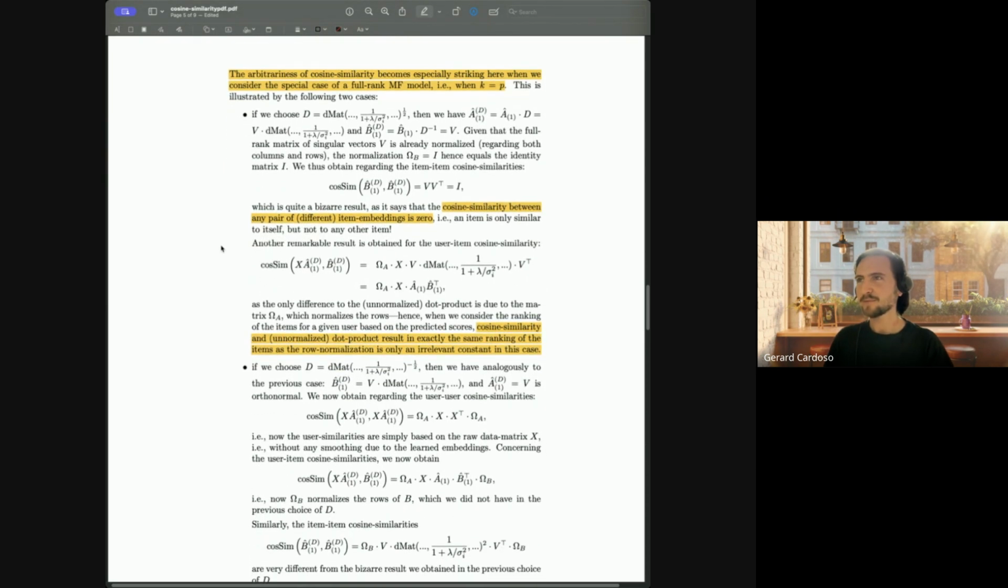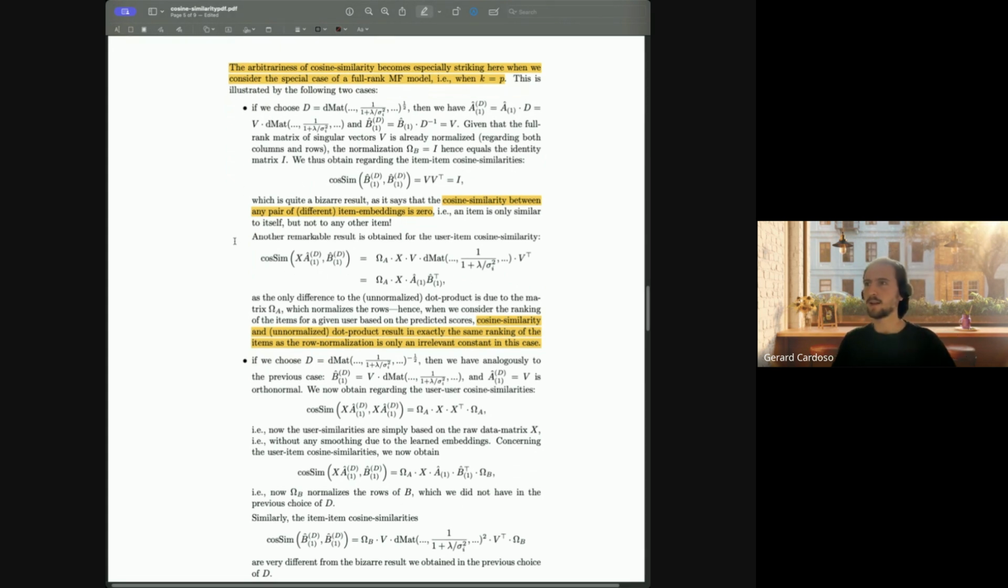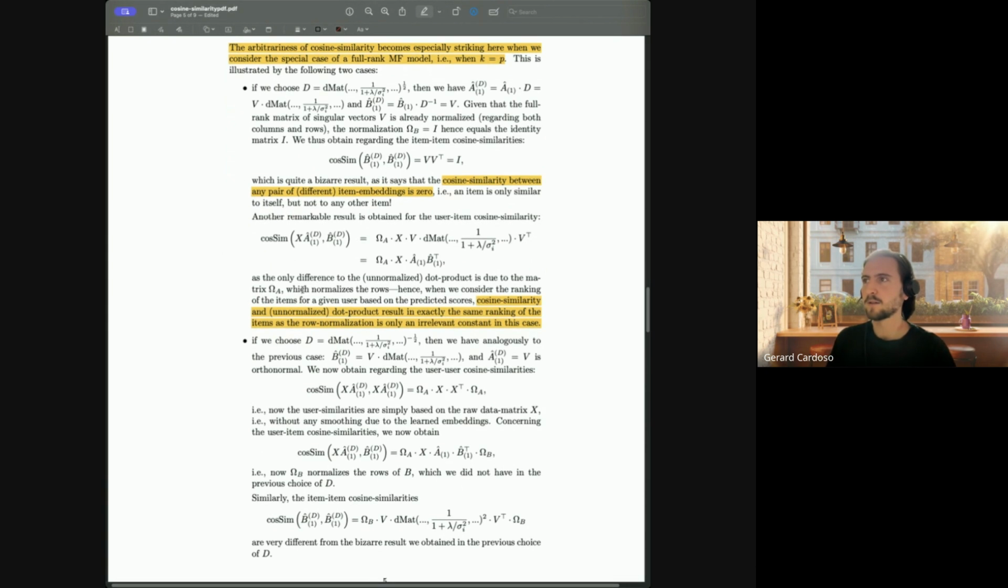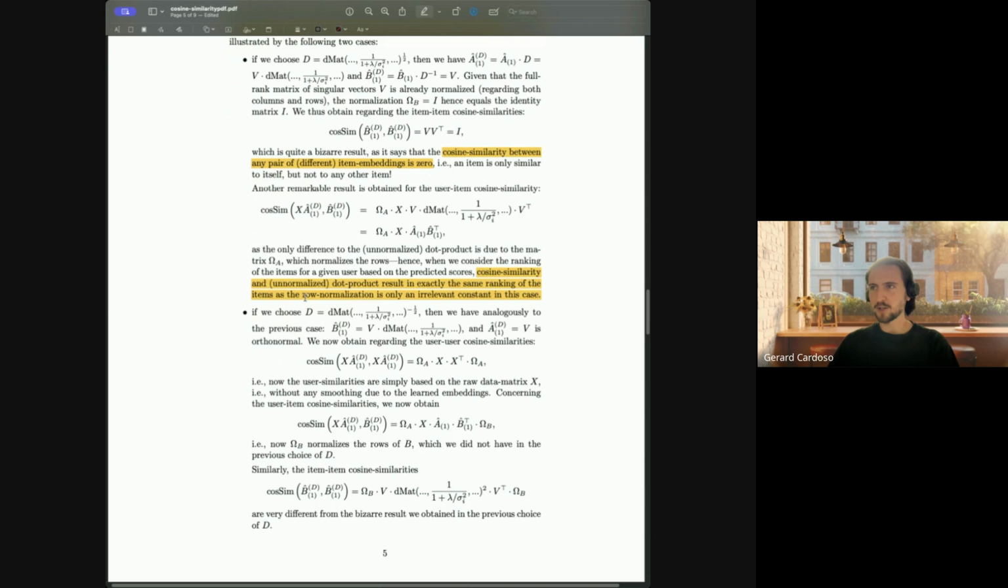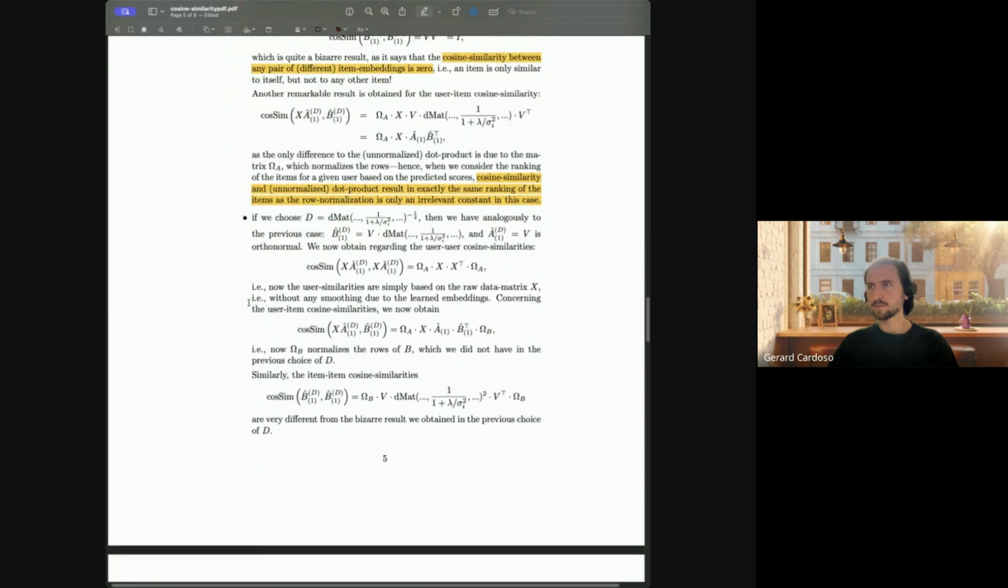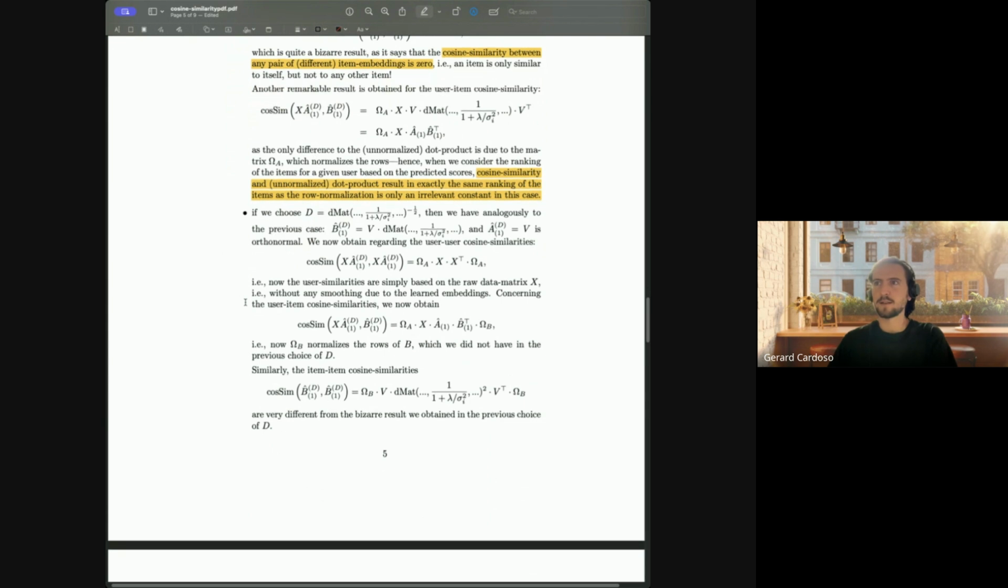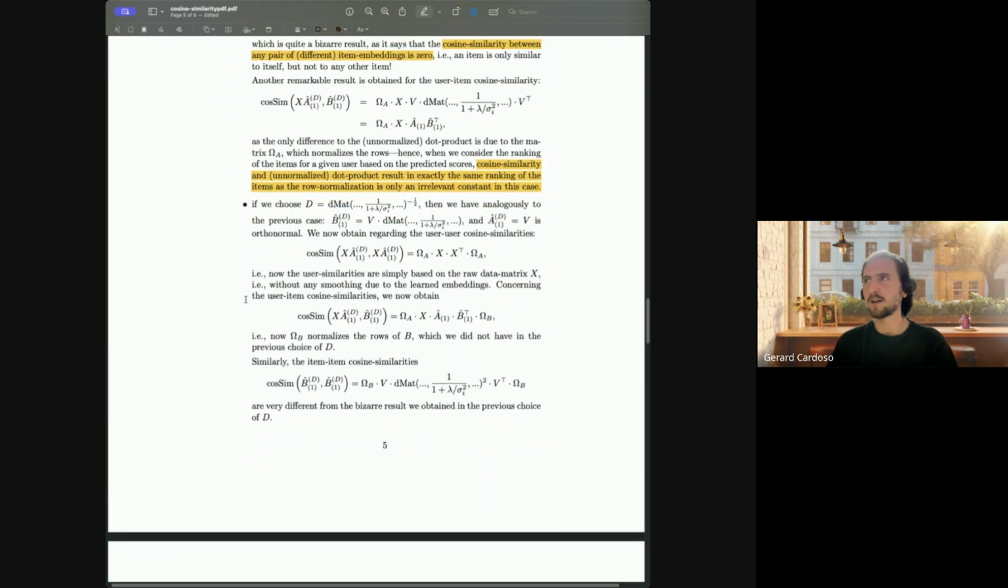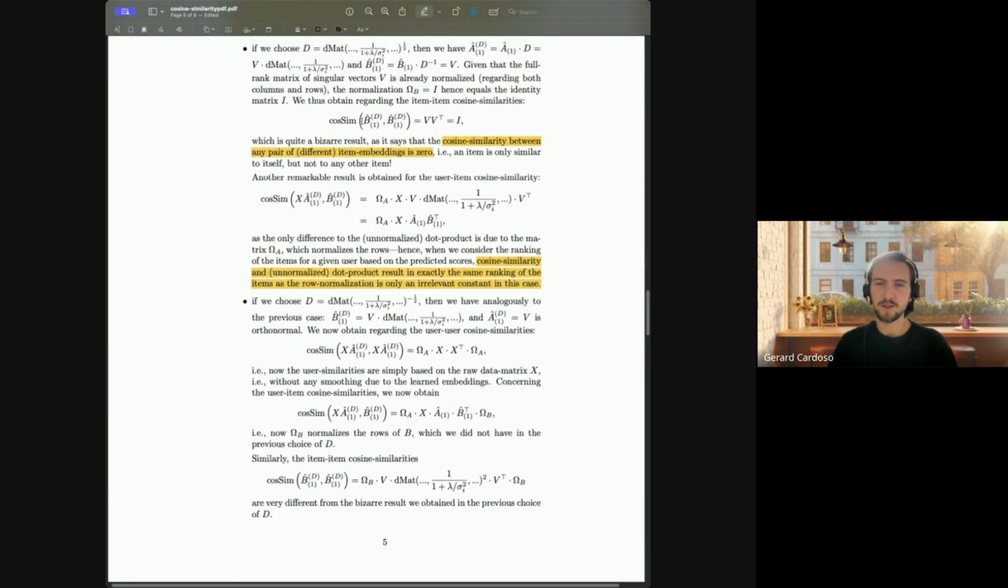But yeah, and then they show that the user-item cosine similarity is also basically the unnormalized dot product, or results in the same ranking. So in a ranking problem, the cosine similarity is effectively exactly the same as the unnormalized dot product. I guess what they're trying to show here is, just to illustrate a point, that it does impact cosine similarities in a rather absurd result.